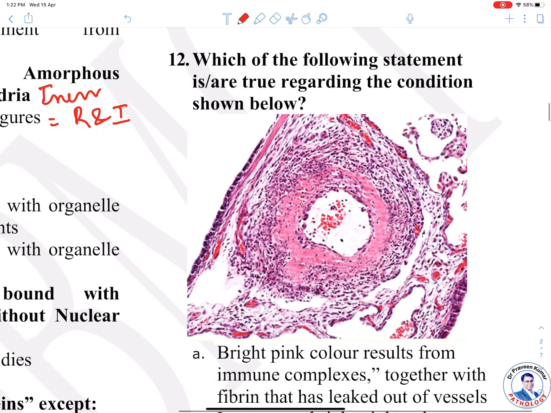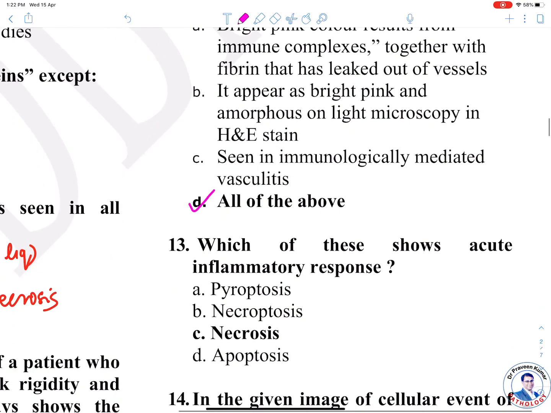Question 12, this question is regarding a vessel. So this is the lumen of the vessel, and this is a pink area. So this pink area refers to what? It refers to fibrinoid necrosis. If you look at the notes very clearly, I have told you the answer should be D. Answer should be D.